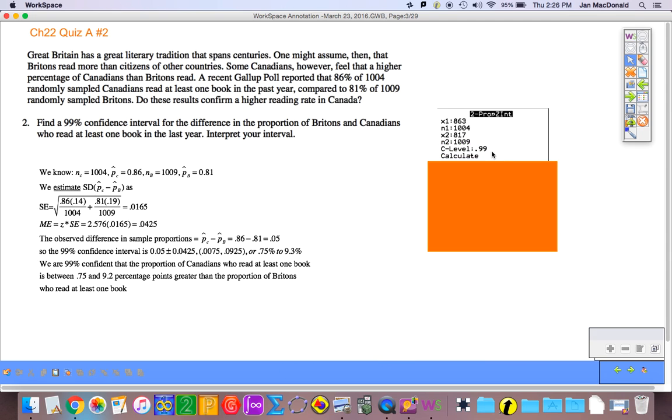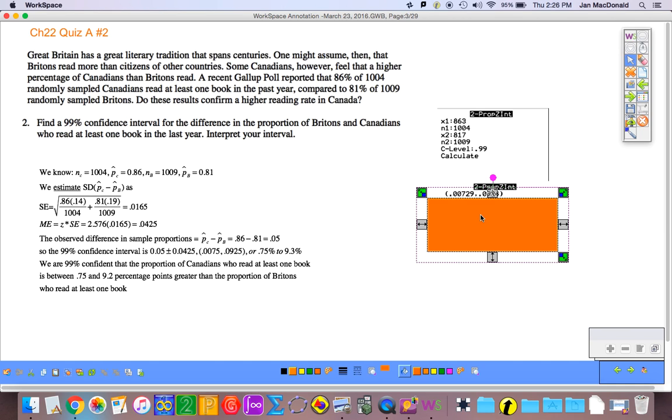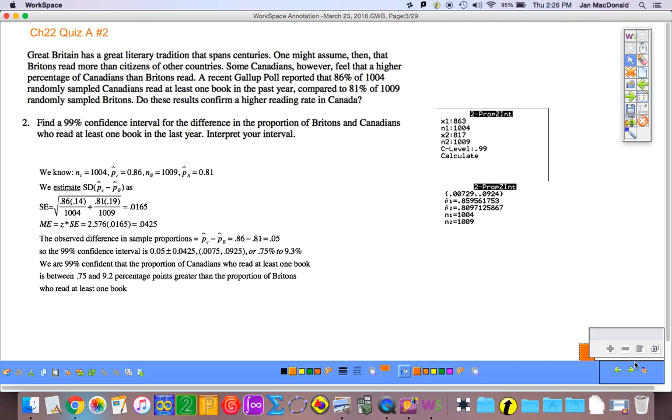When you hit calculate, you should in fact get a confidence interval that pretty much matches ours. There's a slight round off error. They got 0.73. We got 0.75. They got 9.2. We got 9.3, but that's close enough. Okay, so again, we confirmed our answer in our calculator, and we are done with confidence interval.